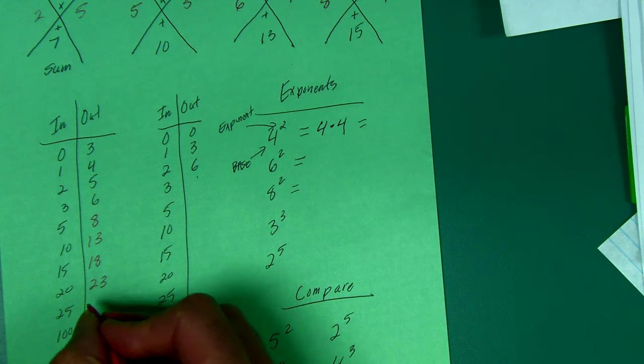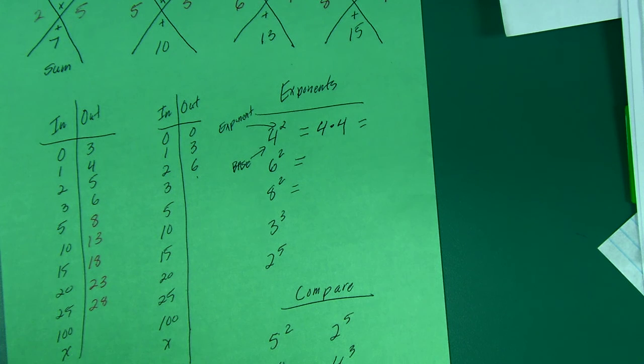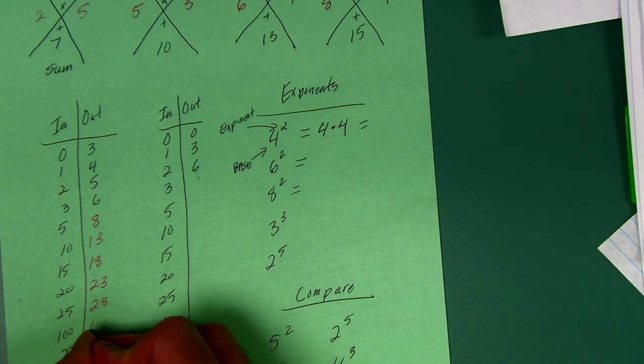When 25 goes in, 28 goes out. Who knows what happens when 100 goes in? Now, if you only knew the pattern, you had to do 26, 27, 28, 29, all the way up to 99 before you can get 100. If you knew the function, you skipped right to it and said 103.